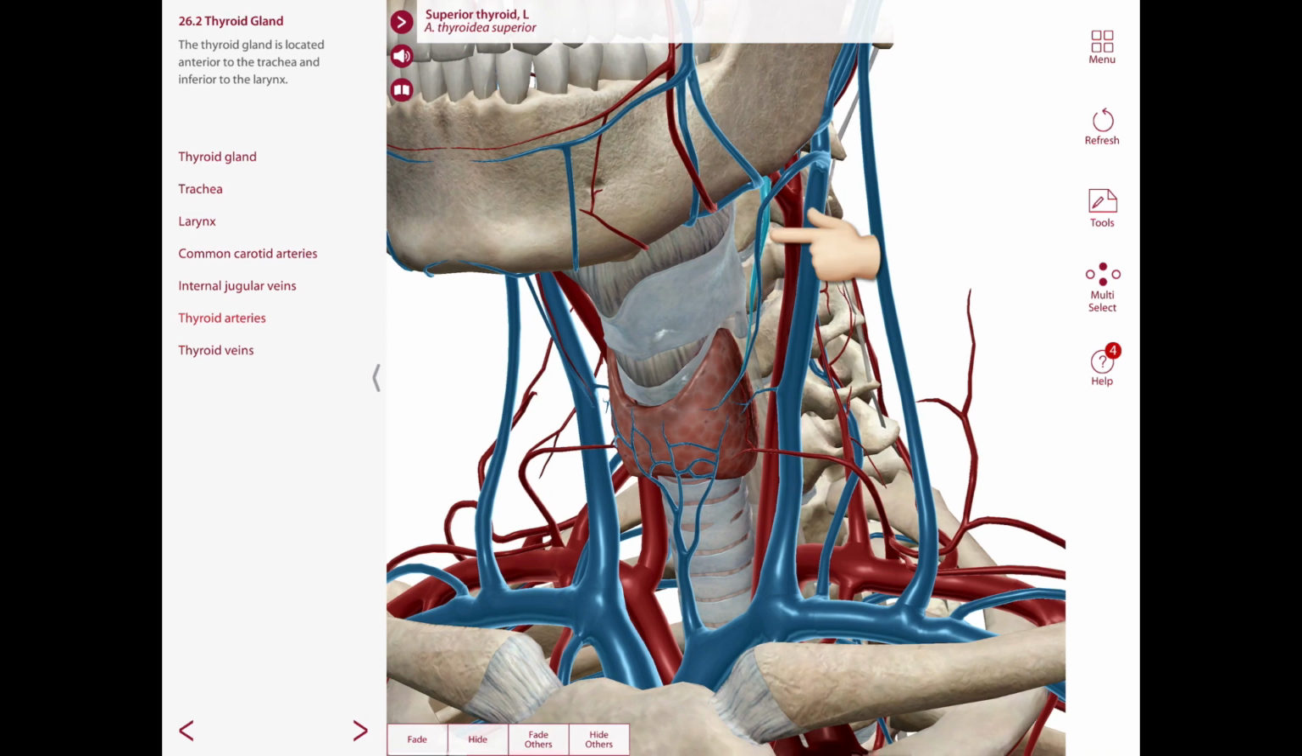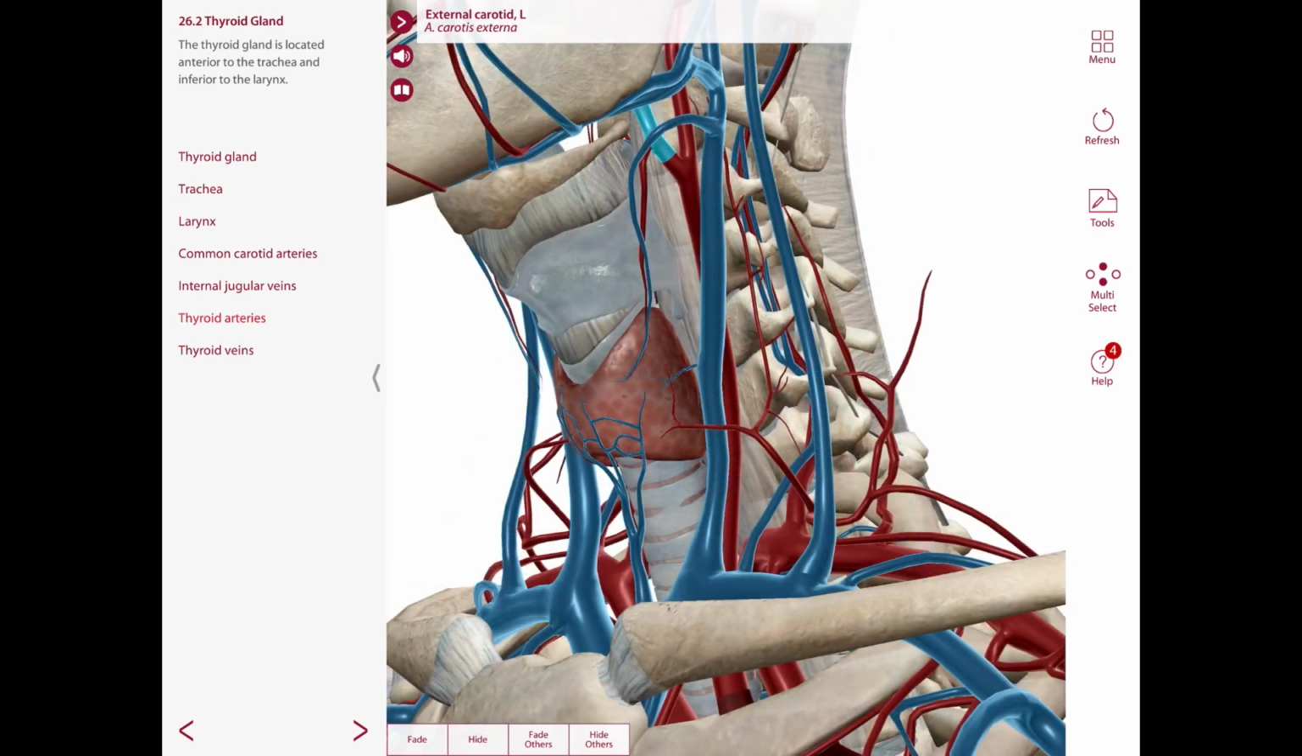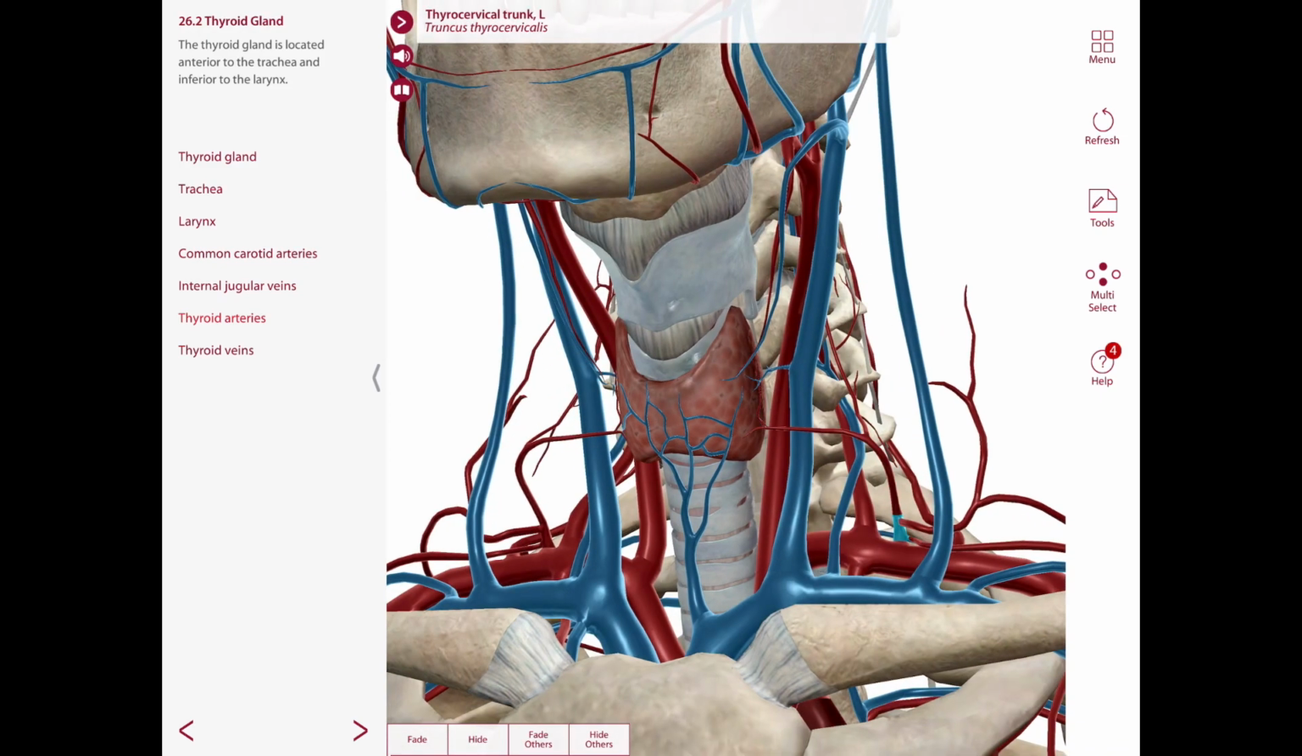This one is the superior thyroid, which is a branch of the external carotid. This is the external carotid right here. There's also an inferior thyroid artery, which is a branch of the thyrocervical trunk, which is this structure right here, which comes from the first part of the subclavian artery.